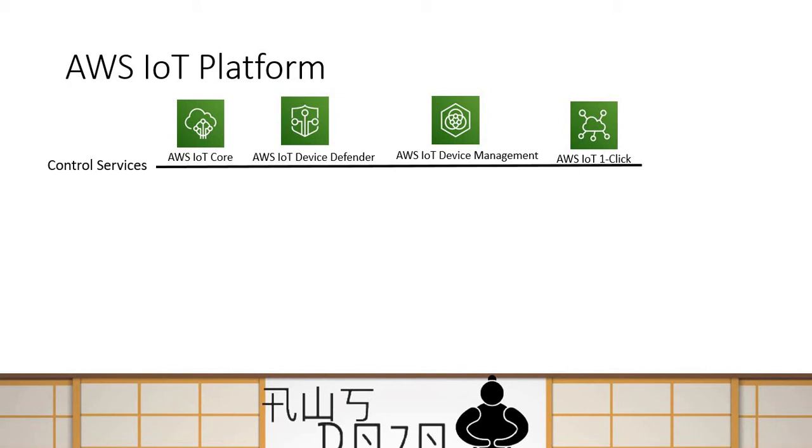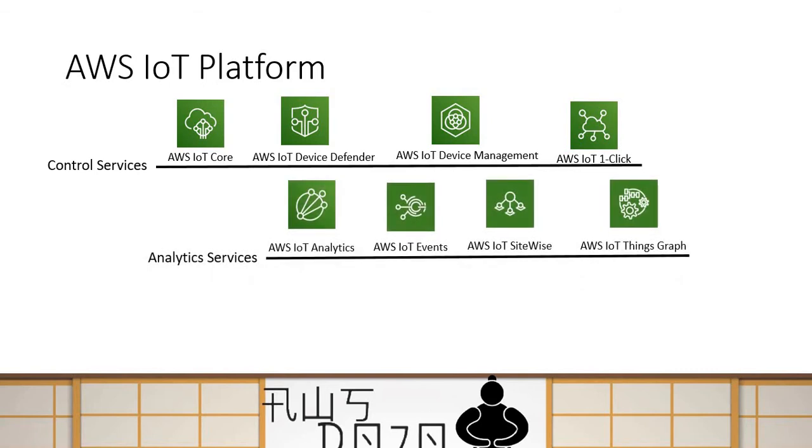Then the second set of services are called analytics services, and as the name suggests, these services make use of the data published by IoT devices, and they use that data for analytics and presentation purposes.